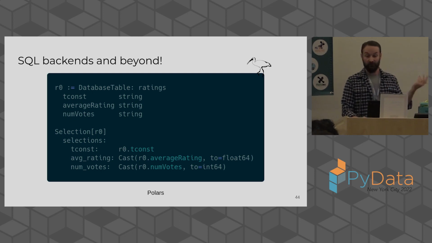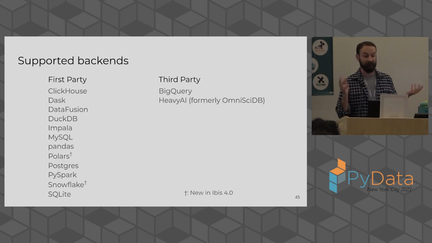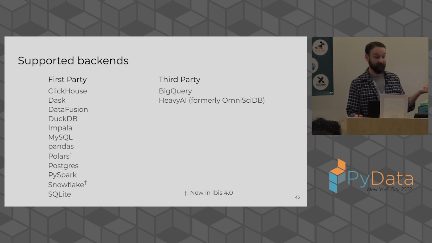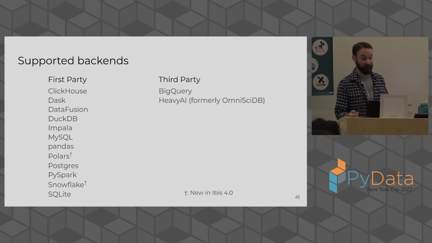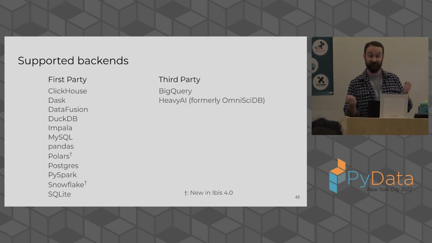And so where can you execute all this stuff? In lots of places. I'm going to read a lot of names now. ClickHouse, Dask, DataFusion, DuckDB, Impala, MySQL, Pandas, Polars, Postgres, PySpark, Snowflake, SQLite. We also have third-party backends for BigQuery and Heavy AI, which used to be called OmniSciDB. Snowflake and Polars are new in 4.0, and that is coming out in probably January, or you can try it out on the main branch right now.